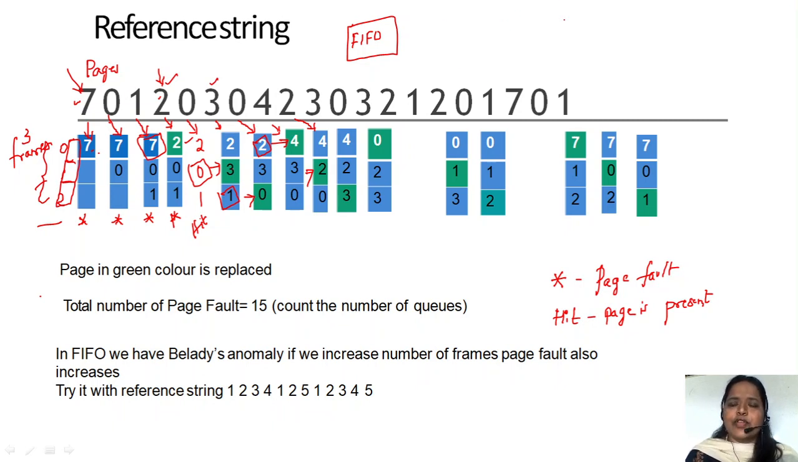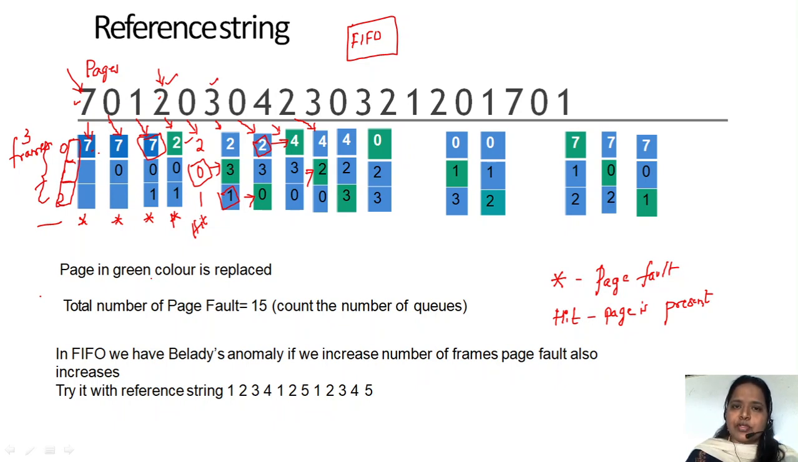So this is the small description of the first in first out page replacement algorithm. What you have to see is which page came first, that page you have to replace. That is the main concept of the FIFO page replacement algorithm. By making use of that, you allocate a frame to the new page. If the page was already there, we call it a page hit. If the page was not there, we call it a page fault.